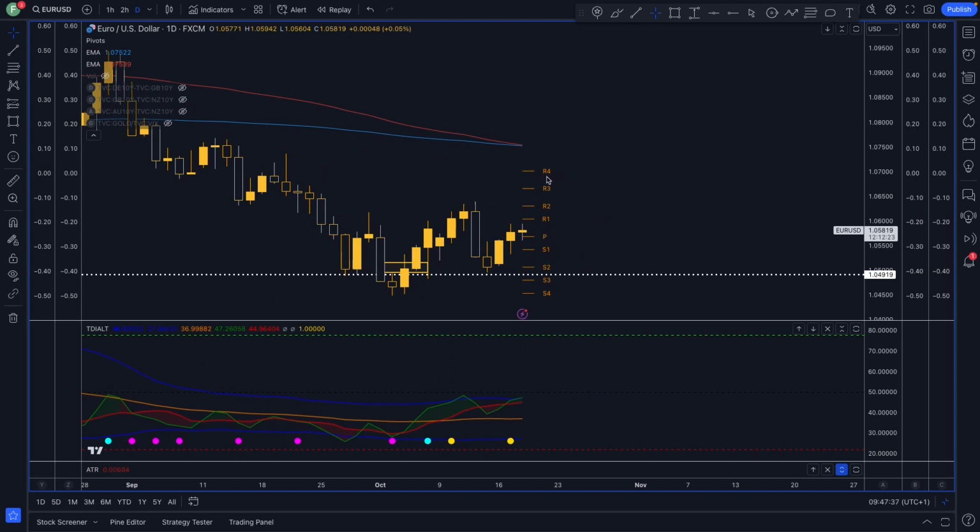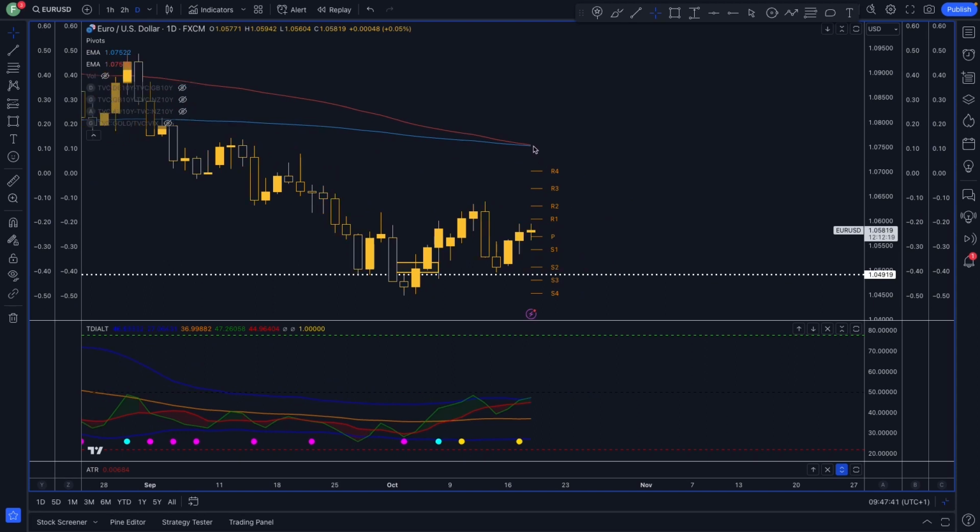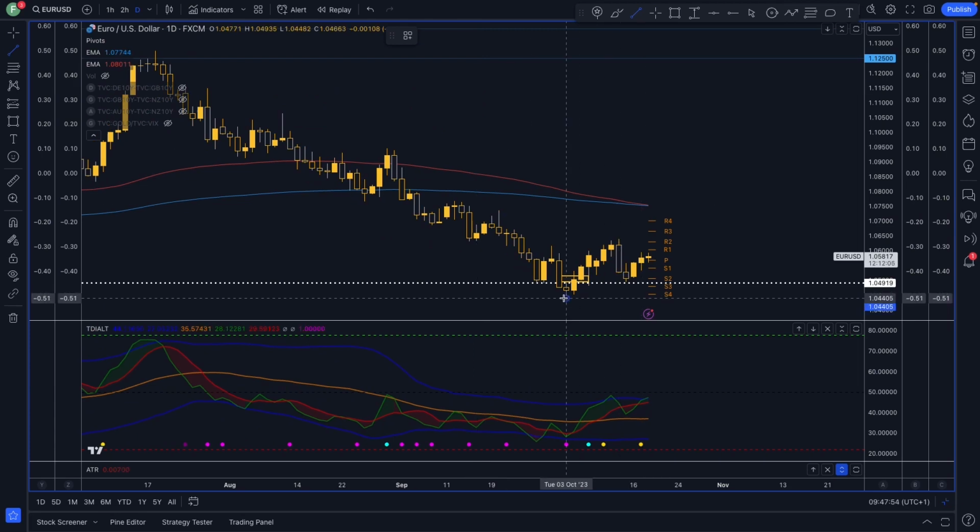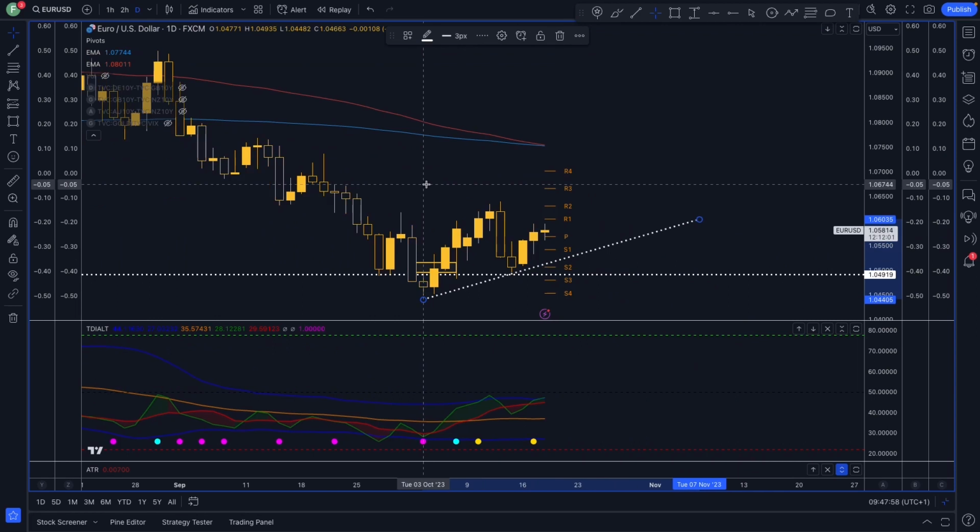And the answer is yes, you can. But what you need to find is a situation where you have a very strong technical level and there's no reason for that technical level to break. So let me just give you an example here with the euro US dollar. Okay, I'm just going to use a technical, so just forget the situation that euro US dollar is in right now. Okay, and just look at this technical area here.